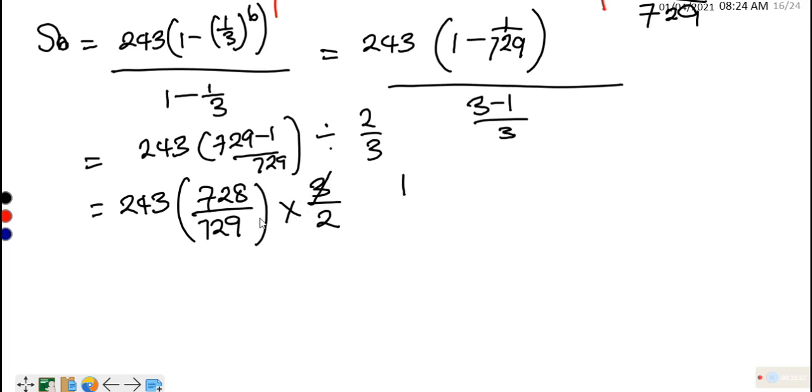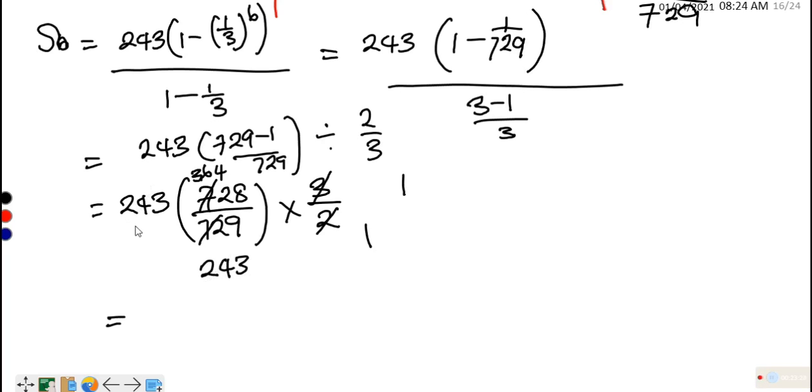Now simplifying the numbers, we cancel common factors. So what we have there, guys, is 243 here, and we cancel 243 there.